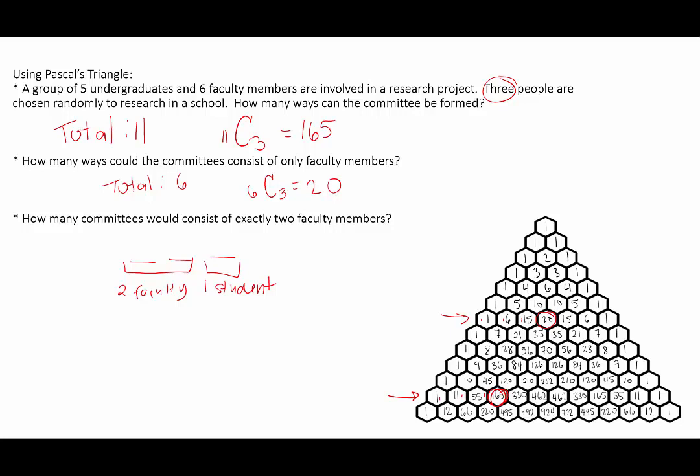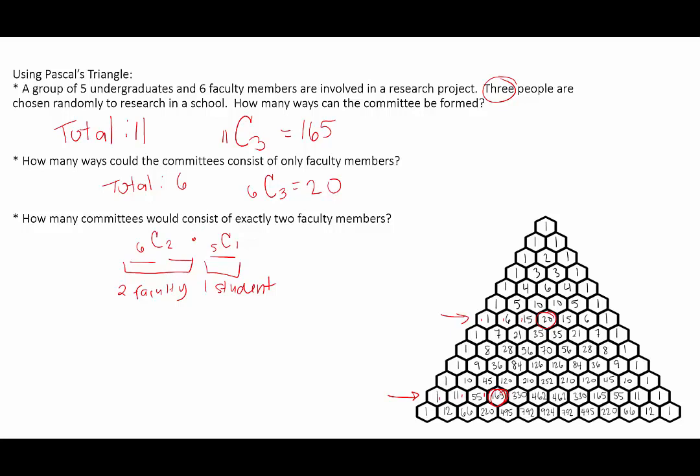So we have 2 faculty and 1 student. So the 2 faculty would be 6 choose 2. And the 1 student, well, there's 5 to choose from. 5 choose 1. What do we do with these? Well, this is a counting principle question, so we would end up multiplying the possible outcomes.